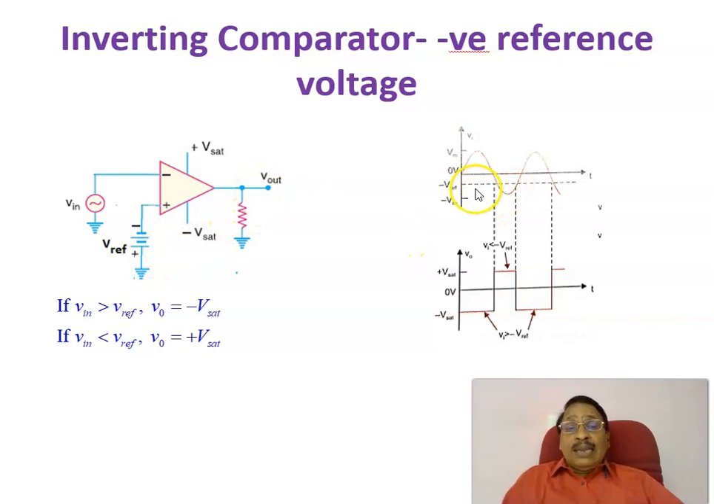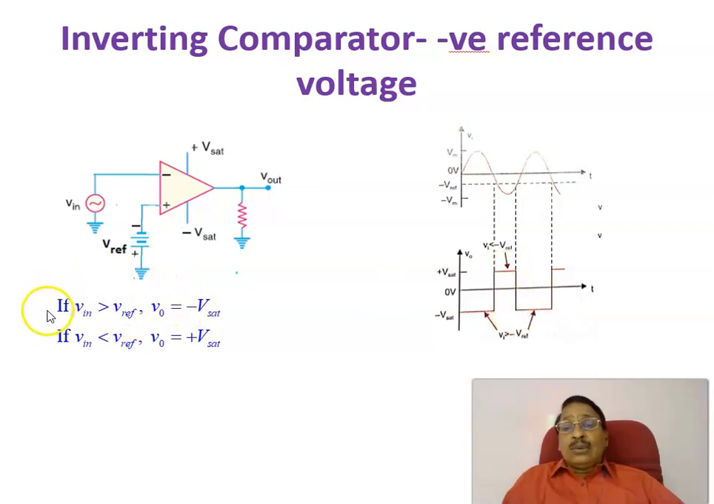Applying the same rule here, this is the input voltage and the reference voltage is the negative reference voltage you are applying. From here to here, you can say that the input voltage is more than the reference voltage, then output voltage equals minus V sat. That is why you are getting a minus V sat. And from here to here, you can see that the input voltage is less than the reference voltage. Since input voltage is less than reference voltage, output voltage equals plus V sat. That is why here you are changing to plus V sat.